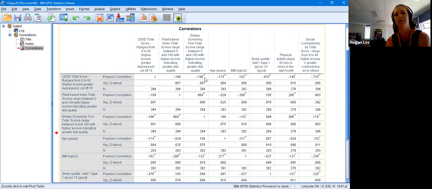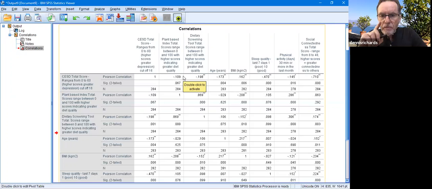So there's not a very strong relationship. Now see the little negative values in front of the diet quality? What that means is as diet quality increases, depression decreases. So that's good. At least as diet quality goes up, depression doesn't go up. At least it's in the right direction. But yes, quite a low relationship.